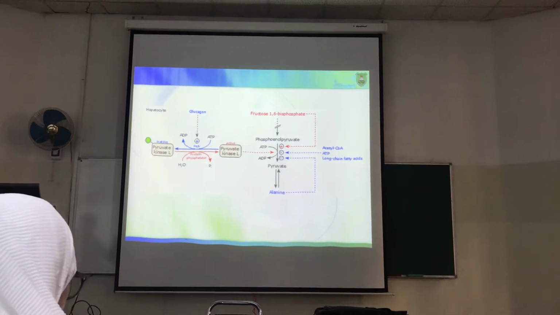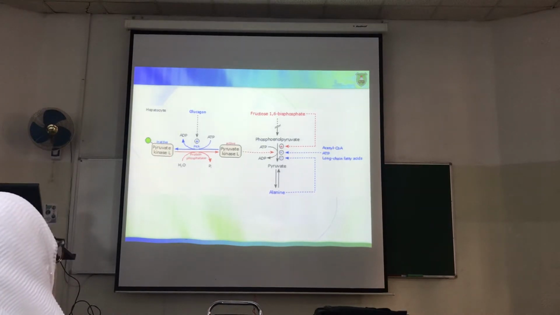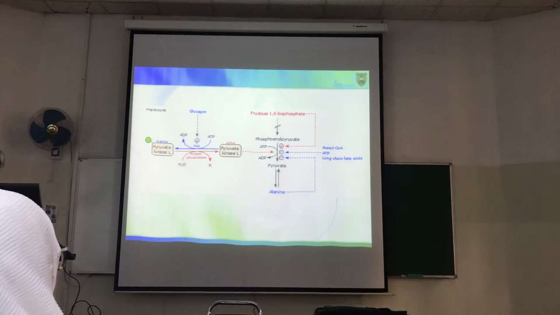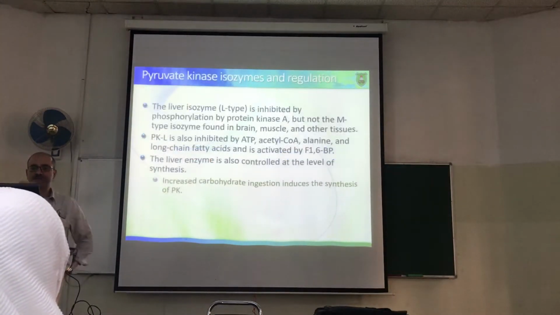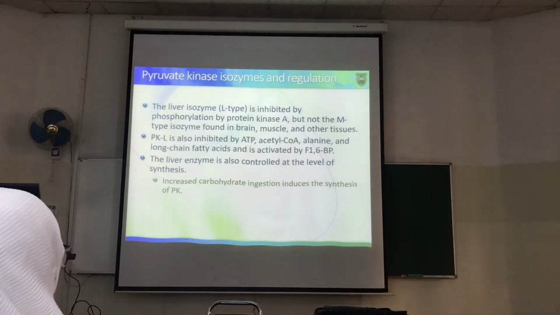So what you have in here is glucagon activates protein kinase A. It phosphorylates the enzyme. The enzyme is inactive when it gets phosphorylated. So the pathway stops. And at the same time, you have these factors regulating the enzyme. Acetyl coenzyme A is an inhibitor, as well as ATP, long-chain fatty acids, alanine. This is a feed-forward regulation. Okay. The liver enzyme is also controlled at the level of synthesis.